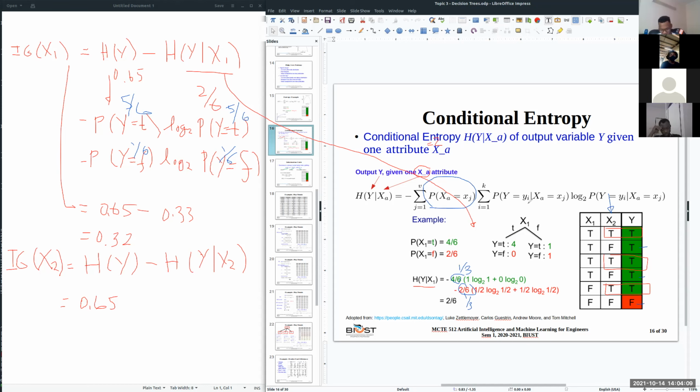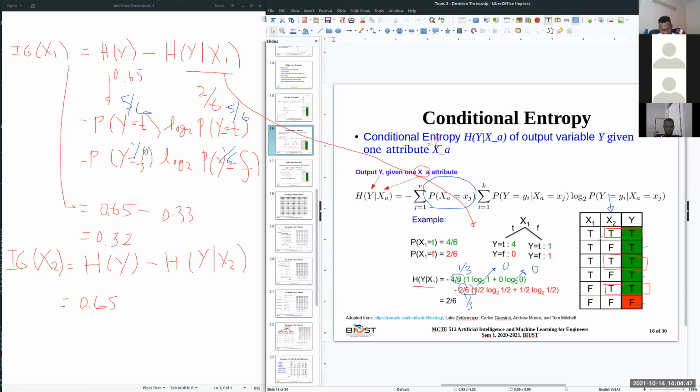Now the next one is when y is true when x2 is true. So when x2 is true, y is also true. This is 3/3 log of 3/3, that means 1 log of 1, plus when y becomes false when x2 is true: nothing, it's 0/3. So this is 0. And this one is also 0 because log 1 is 0.